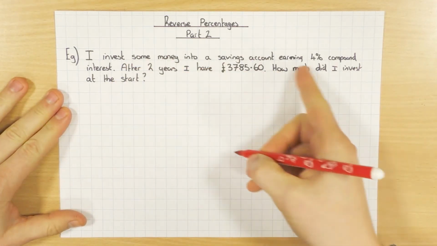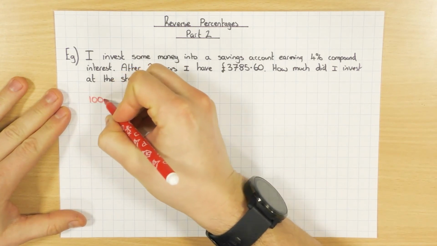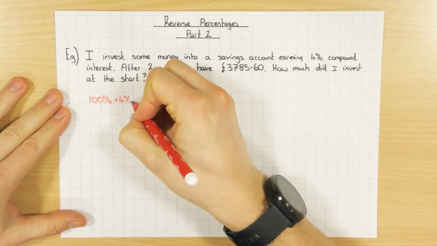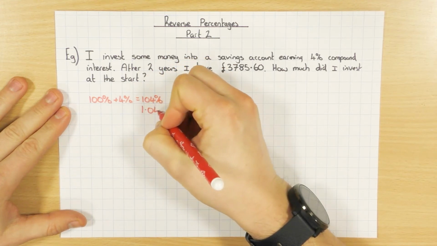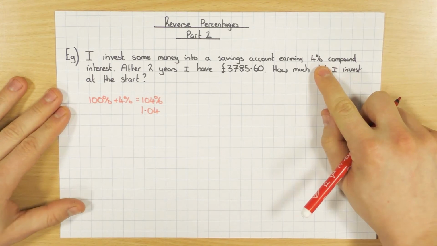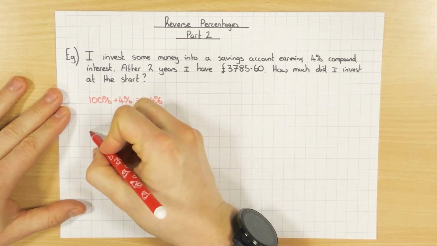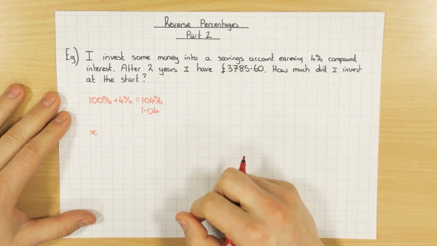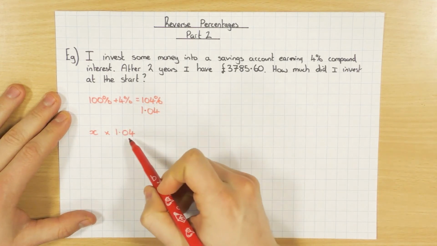So if I work out my decimal multiplier, which would be the first step to do, I start off with 100%. We are increasing by 4%, which gives me 104%. What's that as a decimal? It's 1.04. Okay, so that would be my decimal multiplier to increase the amount by 4%, just like I would do with compound interest. Now I don't know my starting amount, so I'm just going to call it X. It can be any letter, just a letter to represent my starting value. And I would times that by 1.04 to increase it by 4%.